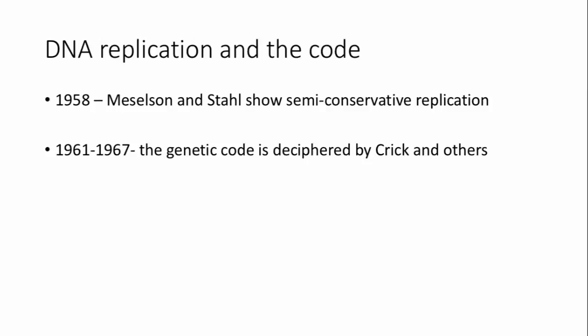After Watson and Crick, in the late 50s and early 60s, a number of researchers showed how DNA is replicated through semi-conservative replication, and how the codons of three base pairs, or 64 combinations of the four letters of DNA, can give about 20 amino acids as well as stop codons.